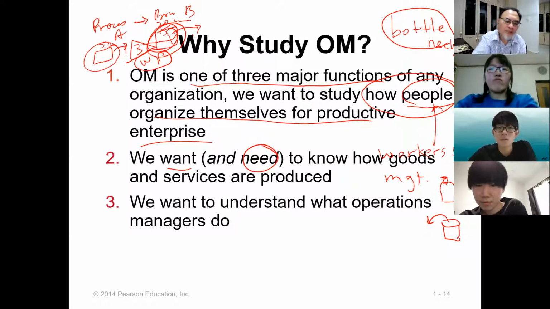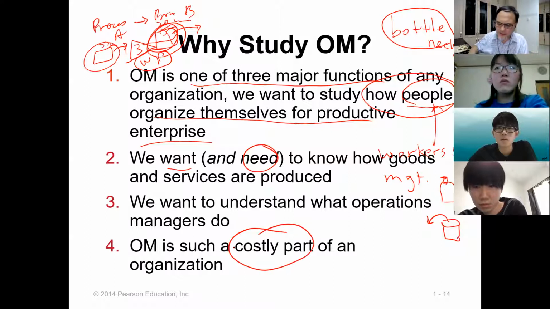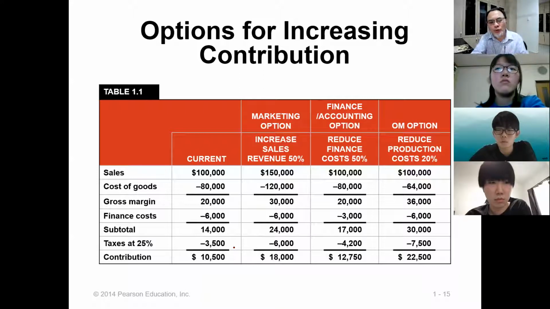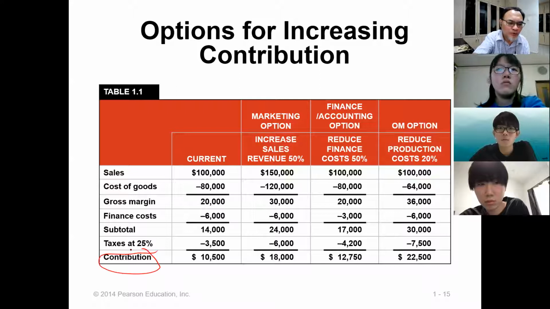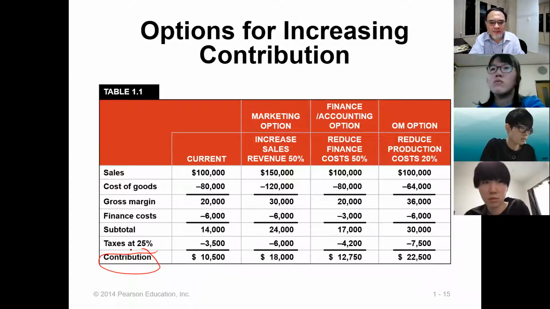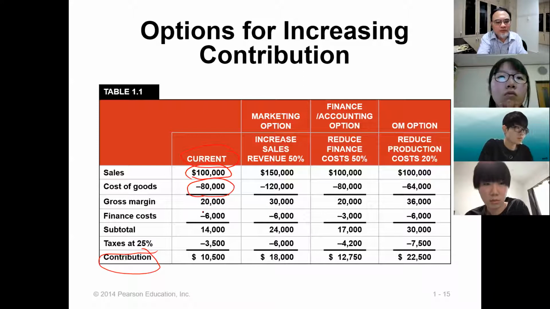And also we want to understand what operations managers do, as well as, like I asked just now, operations management is a costly part of the organization. This is an example showing the options in operations management, if I have the opportunity to improve my contribution to my accounts, my balance sheet. So for example, we have the current sales, the cost of goods sold, the margin, finance cost, and so on.